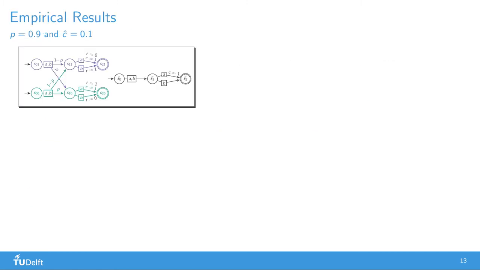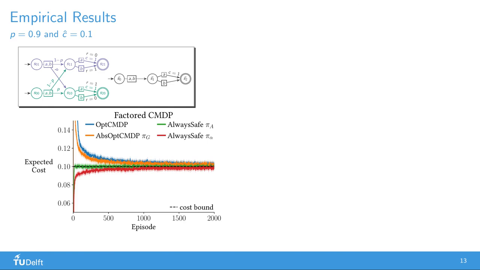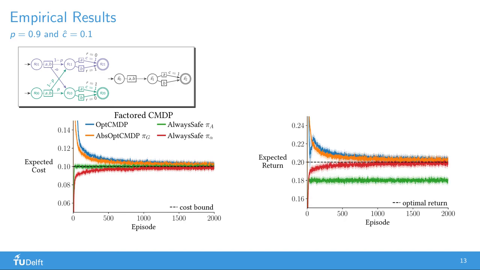Now, let's have a quick look at some of our empirical results. On this plot, we set the bound on the expected cost to 0.1. We notice that both optimistic approaches do not respect the safety constraints, while the AlwaysSafe approach, using the abstract policy and the dynamically adjusted policy, remain below the safety threshold. On the right, we see that the expected return of the abstract policy is actually suboptimal, while the dynamically adjusting strategy can eventually reach the optimal policy.